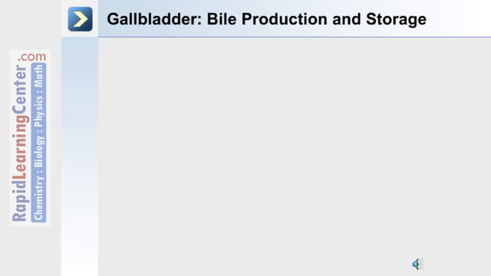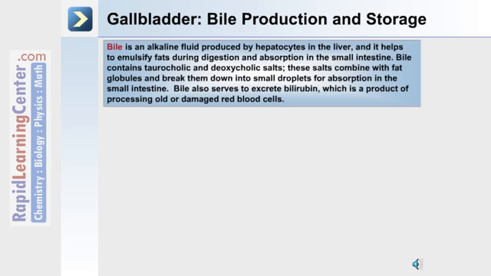The gallbladder is a storage site for bile produced by the liver. Bile is an alkaline fluid produced by hepatocytes in the liver, and bile helps emulsify fats during digestion and absorption. Bile contains taurocholic and deoxycholic salts, and in the intestine these salts combine with fat globules and break them down into small droplets for absorption. Bile also serves to excrete bilirubin, which is a product of processing old or damaged red blood cells in the liver.